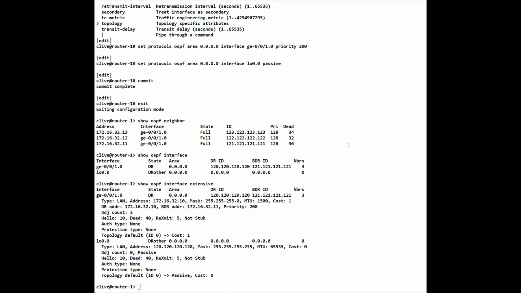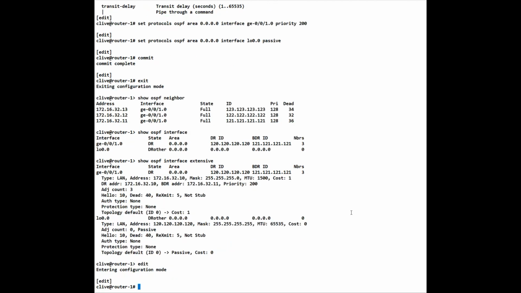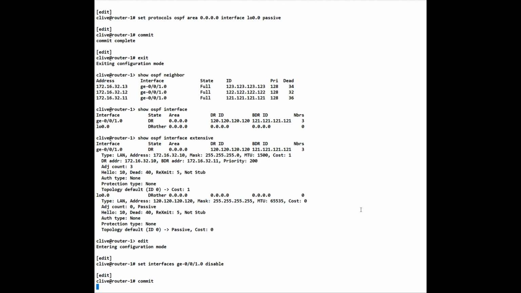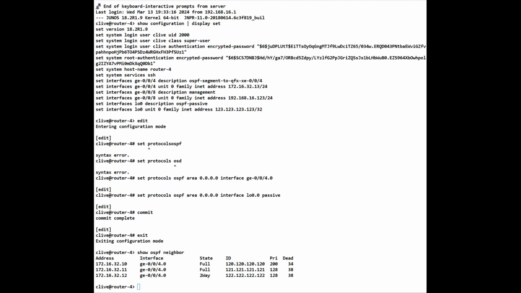So what happens if we shut down the interface here that's participating in OSPF to make it the DR? Well, let's go ahead and do that and see what the results are. So we do a set interfaces ge-0/0/1.0 and we disable it. We commit this and we are going to go to the other routers and see what the results are.